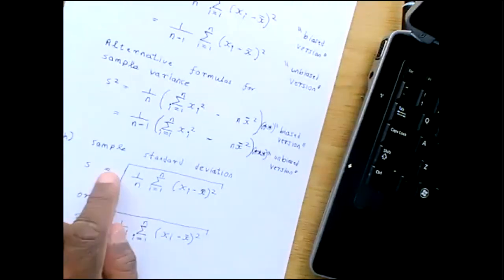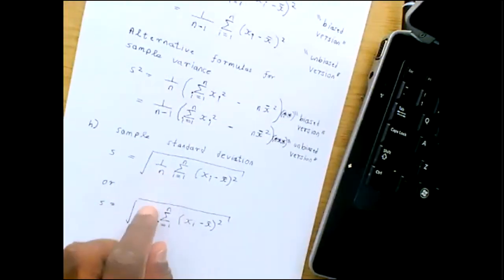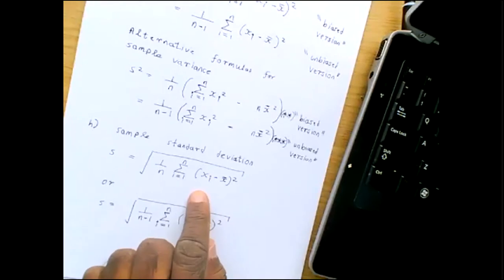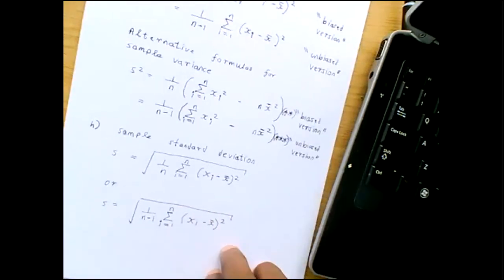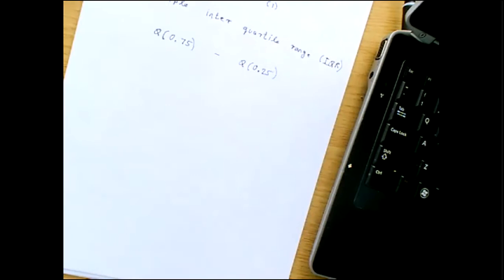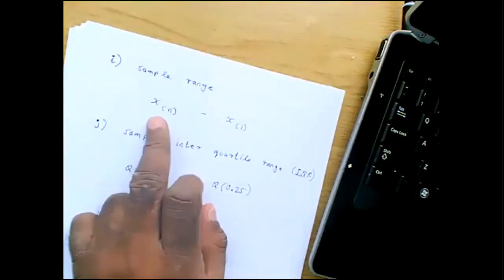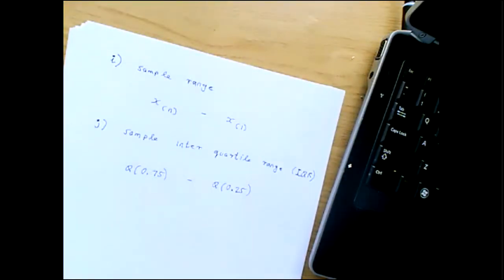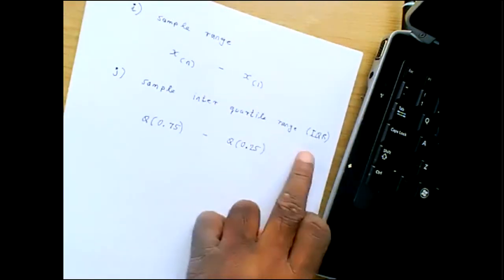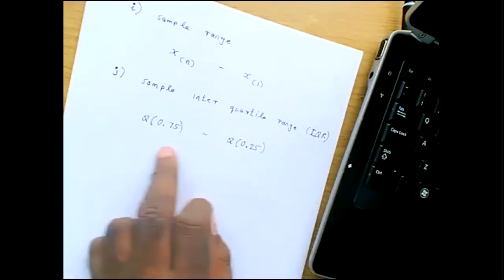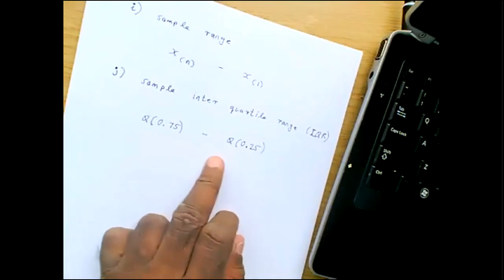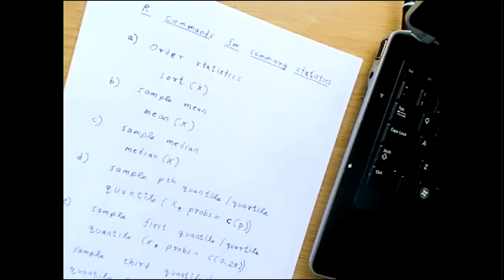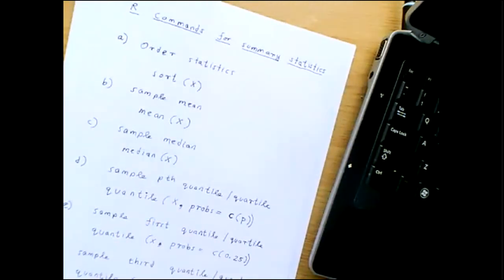All right, and the sample standard deviation is the square root of the sample variance, and is defined by one of these two, depending on whether this is the biased version or the unbiased version, right? And the sample range is the difference between the largest and the smallest data points. And the sample interquartile range, or IQR for short, is the difference between the third quartile and the first quartile, right? And these are R commands for computing.